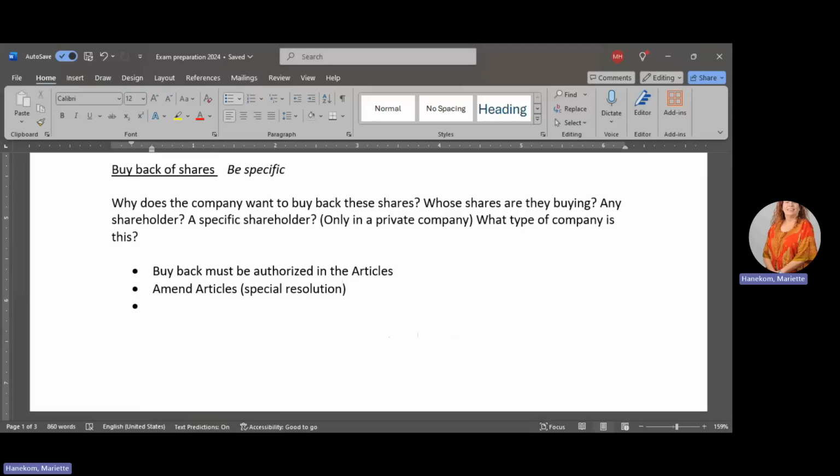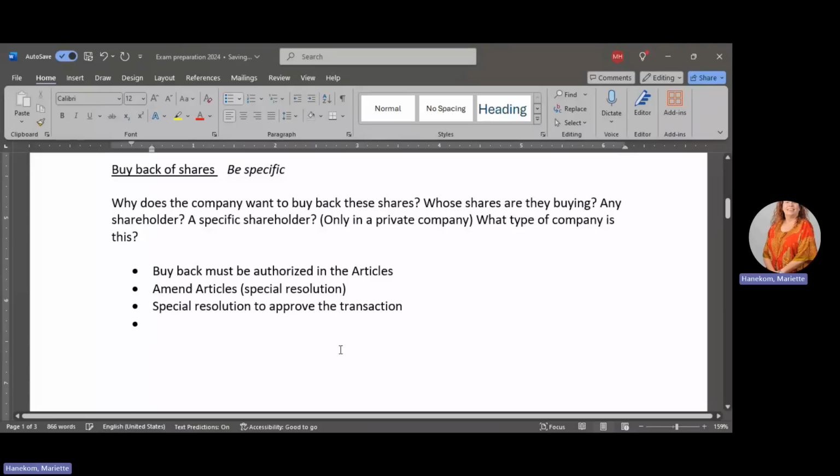So they can first adopt a special resolution to amend the articles, and then they need to adopt a special resolution to approve the transaction. So we're talking of 2 special resolutions here. Can be at the same meeting, but these are 2 separate resolutions.